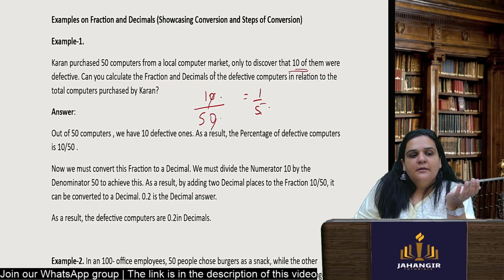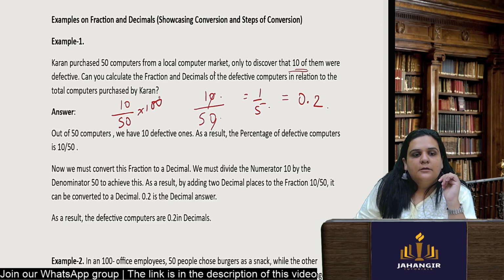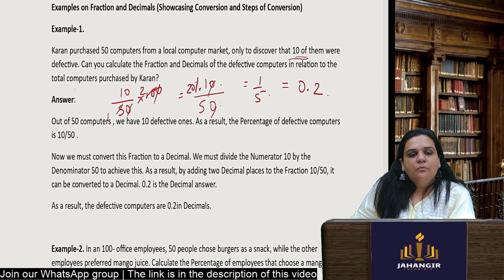10 by 50 can be converted into decimal. 1 by 5 can be converted into decimal and the answer will be 0.2. If I want to convert this in the form of percentage, I will say 10 upon 50 into 100. 5 ones are 5, 5 twos are 10. 20%. 20% is nothing but 0.2.